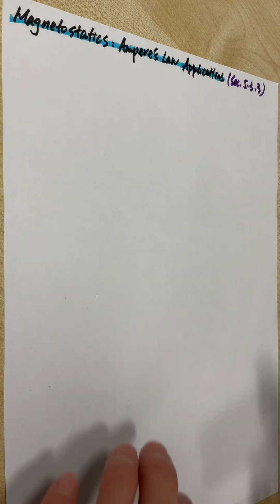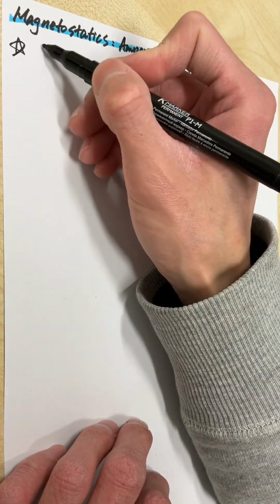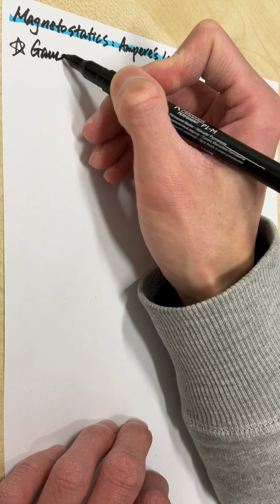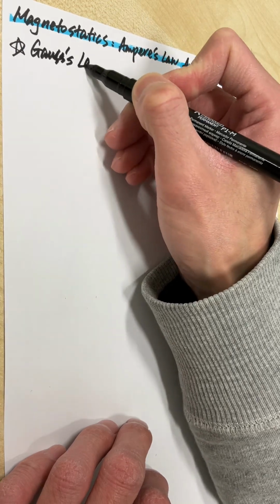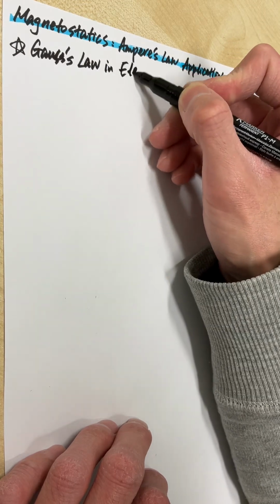Okay, so now we want to look at some applications, some Ampere law applications. So let's also look at this in parallel to electrostatics. So let's recall first Gauss law in electrostatics.